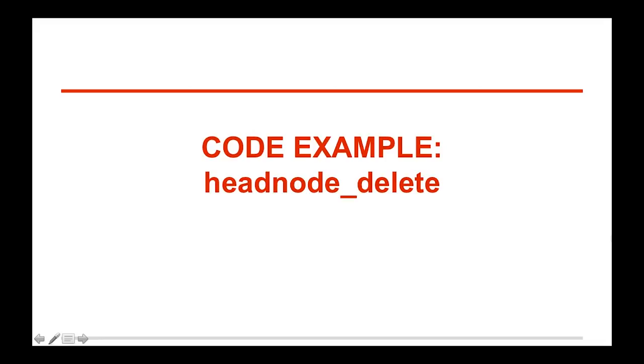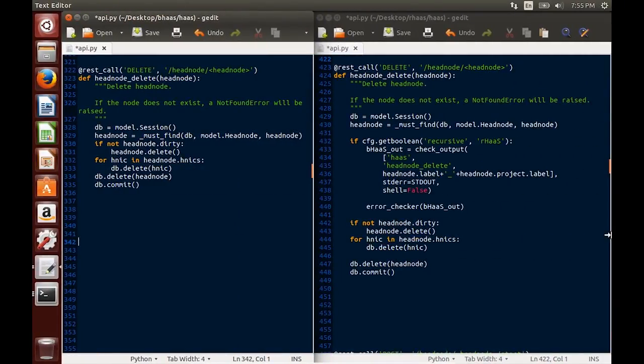To see an example of how we altered the base HaaS code, let's look at the head node delete call. The original base HaaS code is on the left, while Recursive HaaS is on the right. Notice that on the right, a check is performed to see if the HaaS instance is recursive.